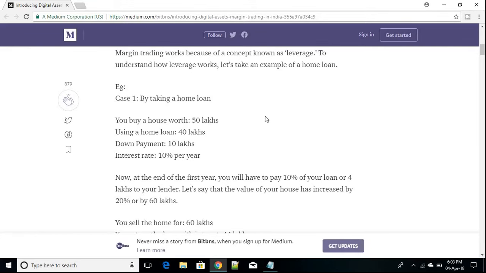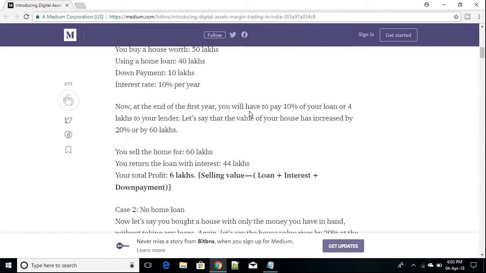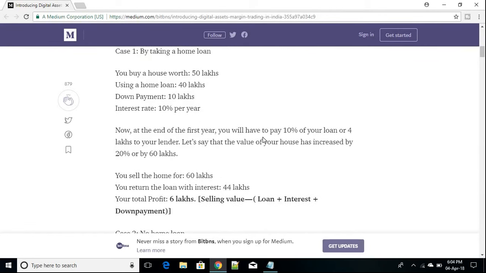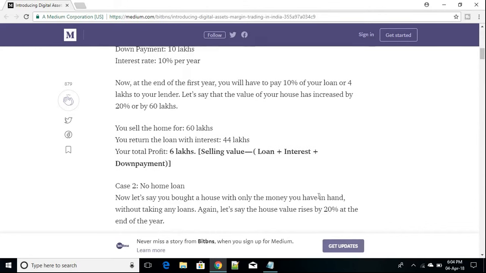Suppose your house has gone up in value to 60 lakhs. It was 50 lakhs and has increased by 10 lakhs over the year. So now you have a house value of around 60 lakhs in your hand. In return you should pay the loan amount plus interest, 44 lakhs, and the total profit in your hand would be 6 lakh rupees, considering all the values.